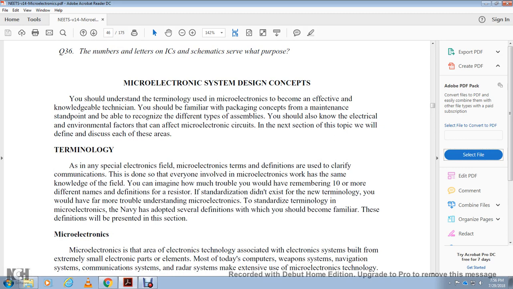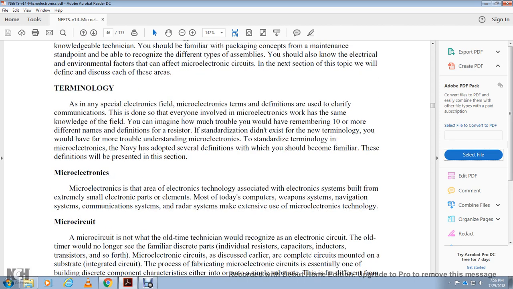You can imagine how much trouble you would have remembering 10 or more different names for the definition of resistors. For standardization to exist, you would have far more trouble understanding the new terminology of microelectronics and the standard terminology of microelectronics. The Navy adopted several definitions which you should become familiar with in this section.